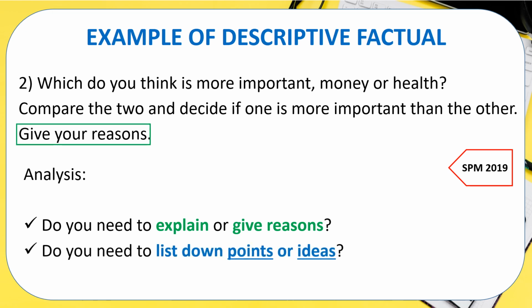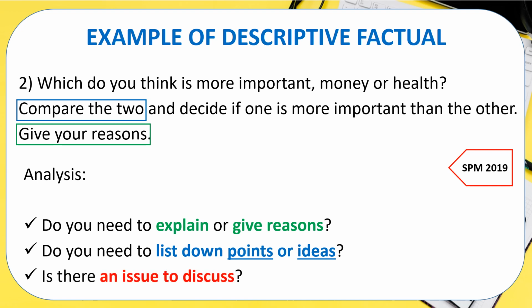And then do you need to list down points or ideas? Obviously, yes, because it says here compare the two. When you need to compare two things, you need to list down points about them. For example, here money and health. So you need to give why money is important, reason number one, and then reason number two. And then why health is more important. So reason number one, reason number two.